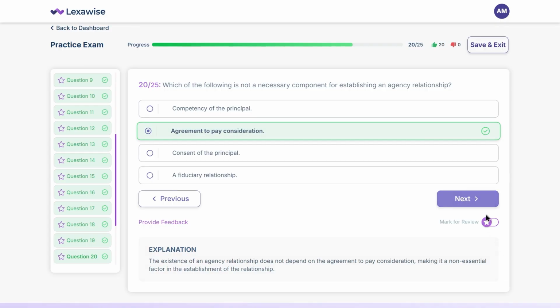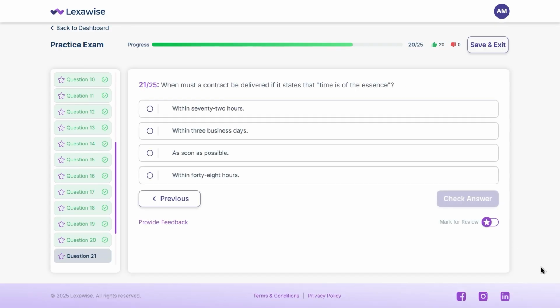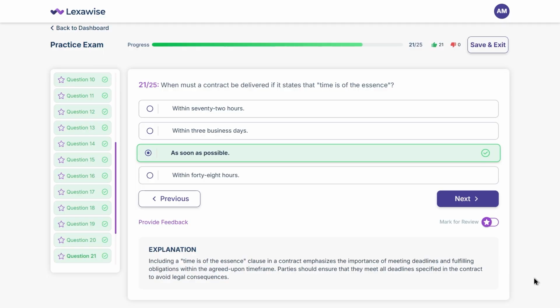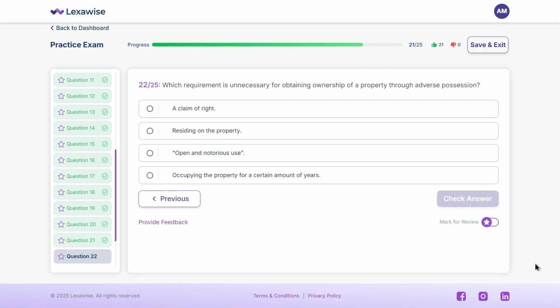Next question. When must a contract be delivered if it states that time is of the essence? A. Within 72 hours. B. Within 3 business days. C. As soon as possible. D. Within 48 hours. Take a second to consider. The correct answer is C. As soon as possible. A time is of the essence clause means that deadlines are strict and delays could lead to a contract breach.